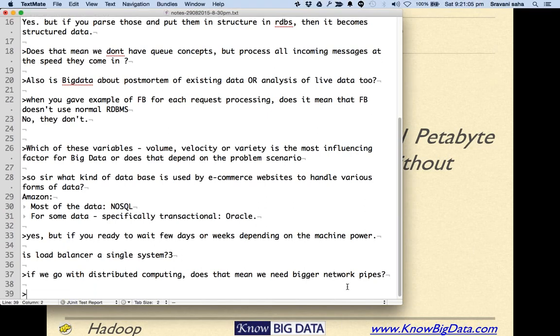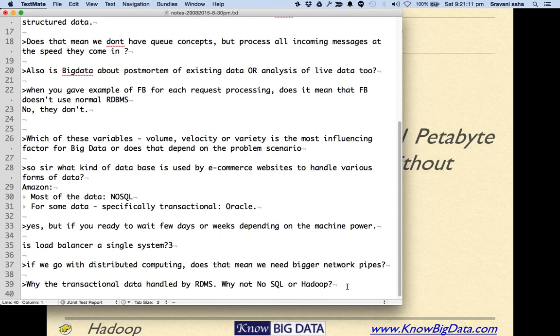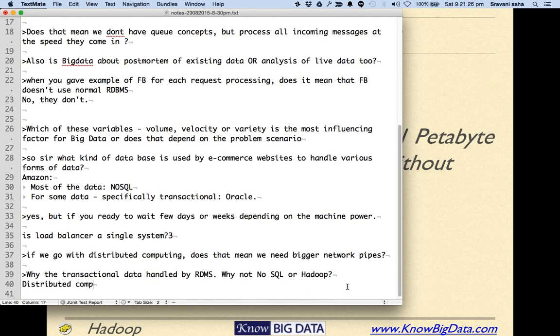Shravana is saying that, I'll try to be very brief because it is going to be a very tough question to answer right now. Why is transactional data handled by RDBMS? Why not NoSQL or Hadoop? I will answer it briefly. When you have distributed computing, your data is distributed across the network. So you always go for eventual consistency, meaning data will be consistent eventually, and you do not go for strong consistency. I'll present a case in the context of HBase, of how companies failed badly and why people needed to move out of existing transactional systems like RDBMS in order to support the load.